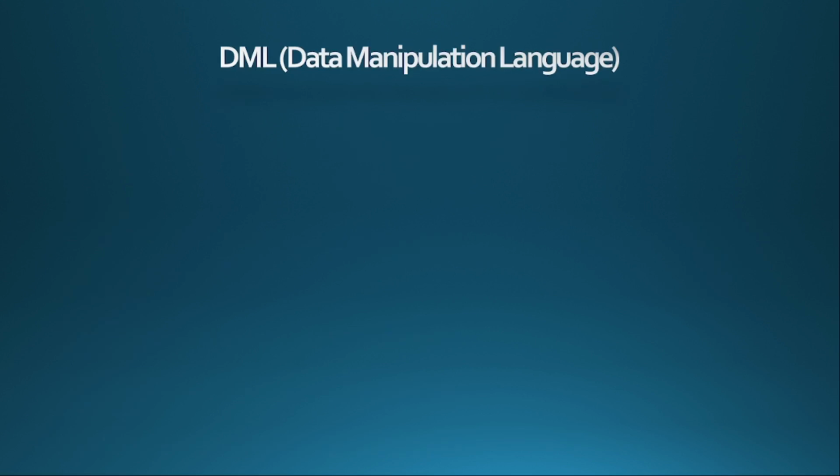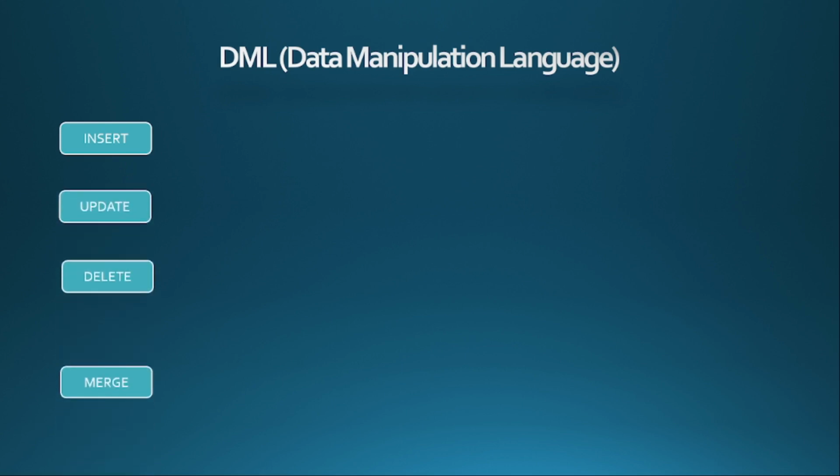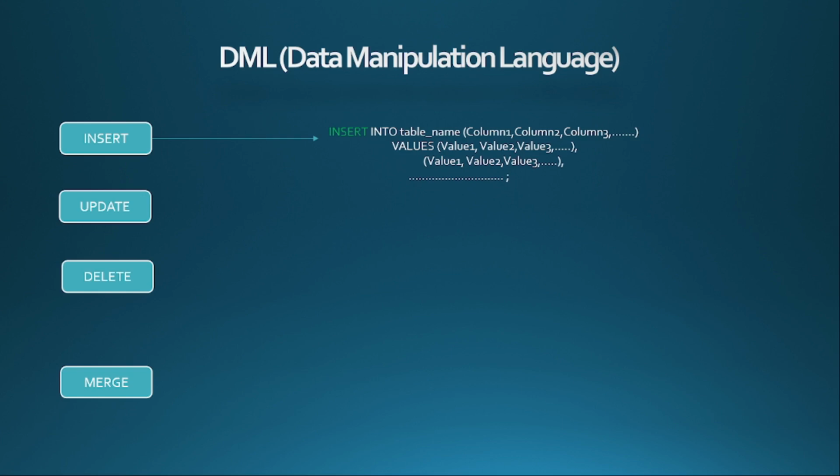Let's move on to the next, DML, data manipulation language. Under data manipulation language, we have INSERT, UPDATE, DELETE and MERGE. These are the 4 operations we have under data manipulation language. For INSERT, the syntax is: INSERT INTO table name, column names, VALUES. We can insert multiple values as well in PostgreSQL.